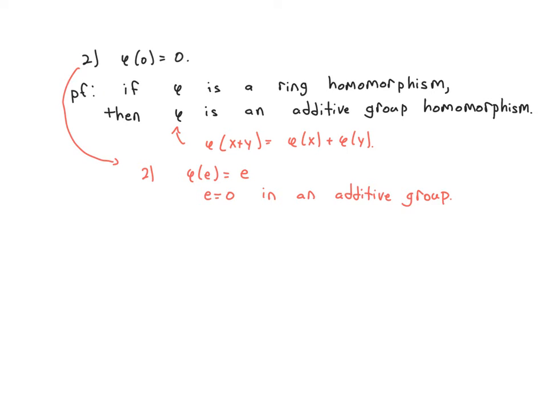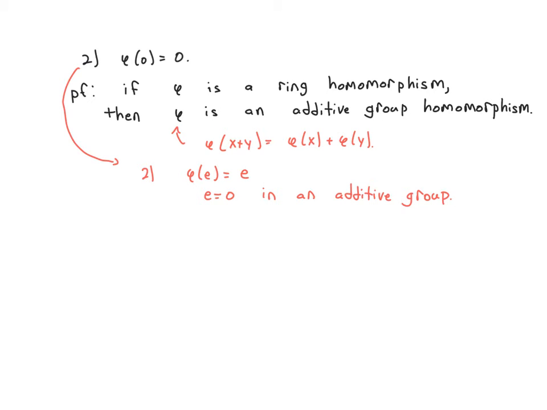All right, the next property: your ring homomorphism has to send 0 to 0. Well, this is one of those lovely results that follows from saying, well, if you have a ring homomorphism, then it's an additive group homomorphism. You're going to hear me say this quite a bit.